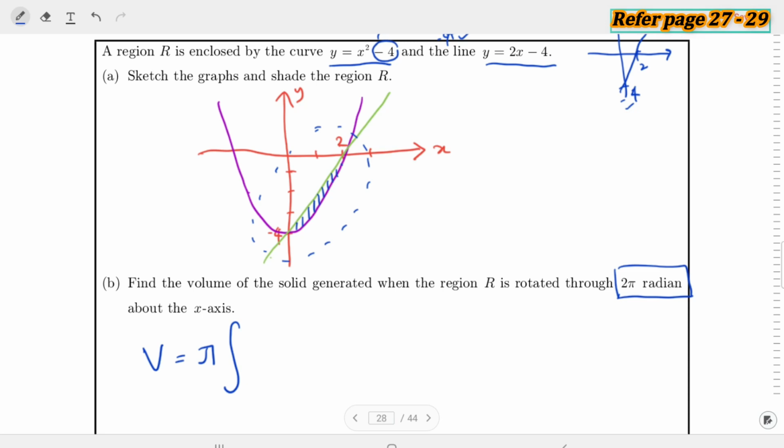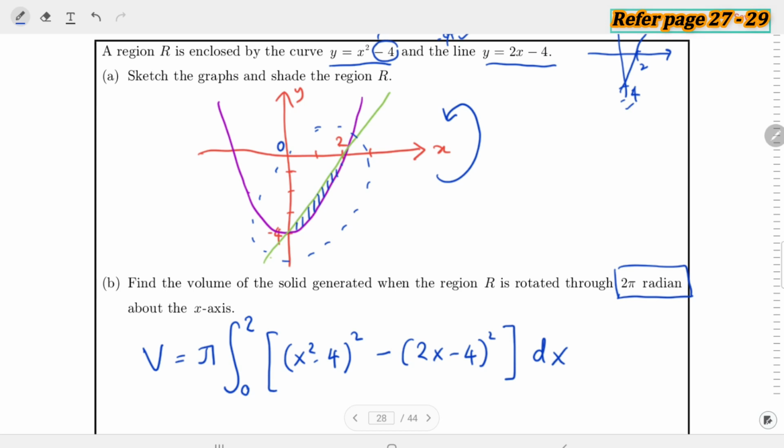When we are rotating about the x-axis, the limits that we are going to use are from 0 to 2, lower limit 0 to upper limit 2. We have two functions here, so which one is far from the x-axis? The purple one, which is the quadratic. So (x squared minus 4) squared, minus the one which is nearer to the x-axis, the green one, which is linear, (2x minus 4) squared dx. Okay, so we have done.